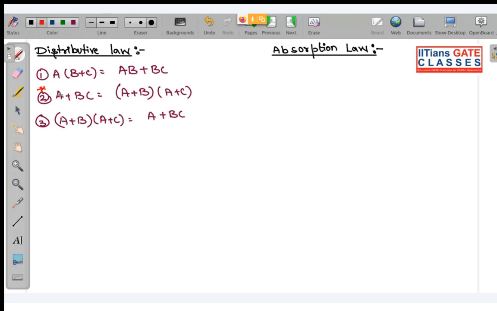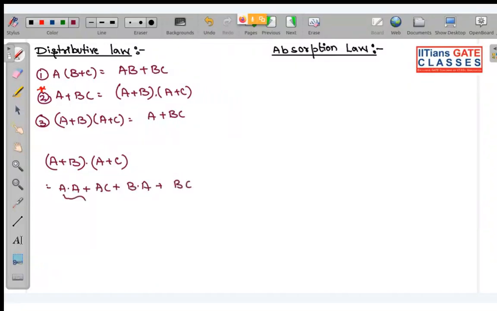So you can see this is a very, very important property that A plus BC is equal to A plus B and A plus C. Now you might be thinking how? So let us prove it. A plus B into A plus C. So let us open the bracket. So this will be A dot A plus A dot C plus B dot A plus B dot C.